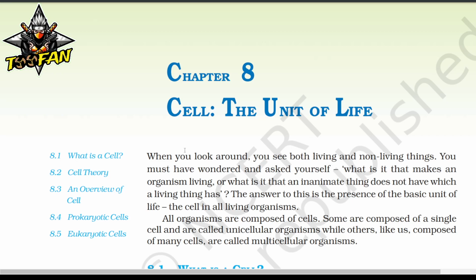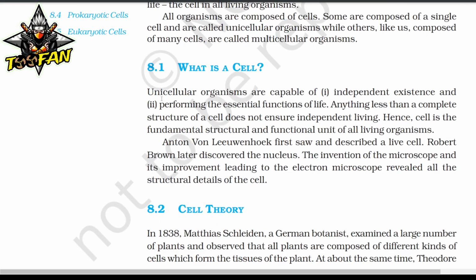All organisms are composed of cells. Some are composed of a single cell and are called unicellular organisms, while others are composed of many cells and are called multicellular organisms. Now, what is a cell? Unicellular organisms are capable of, first, independent existence and, second, performing the essential functions of life. Anything less than a complete structure of a cell does not ensure independent living. Hence, the cell is the fundamental structural and functional unit of all living organisms.